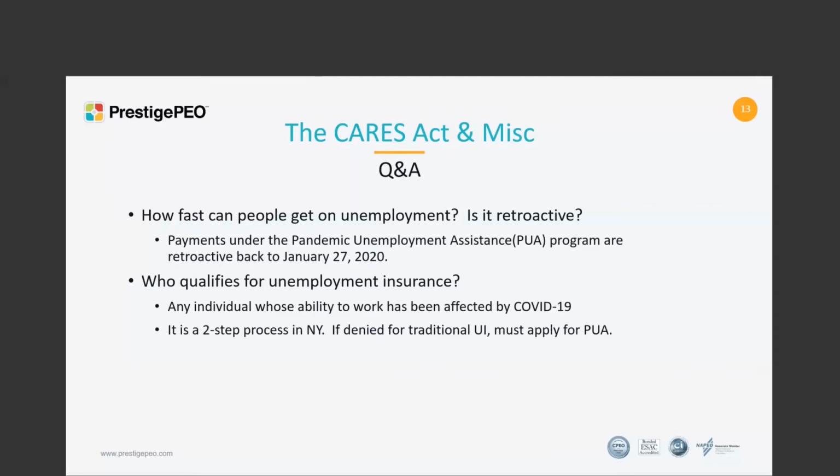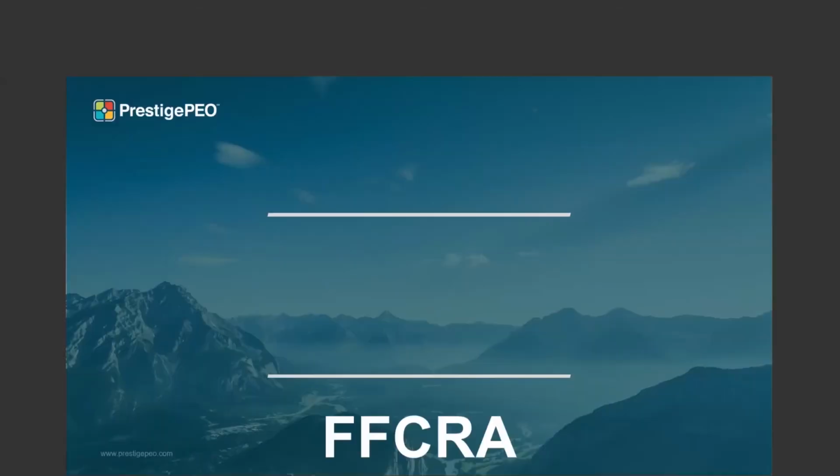It is a two-step process, I just recently learned, in the state of New York. You have to apply for the traditional unemployment insurance if you're self-employed. You apply for unemployment, you get denied, then it follows right up after that, your application for the pandemic unemployment assistance. And then once again, you're approved, you get the unemployment. Plus remember that extra $600 a week until July 31st. I think that brings me to the end.